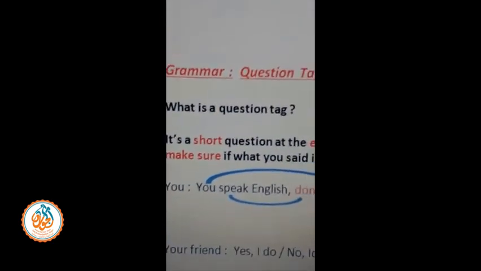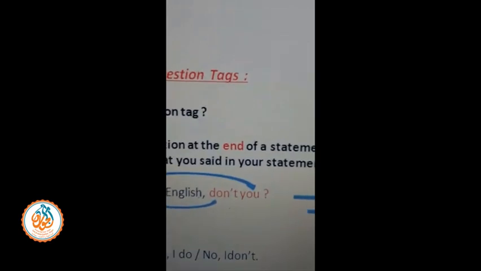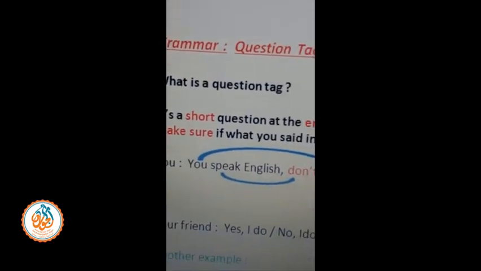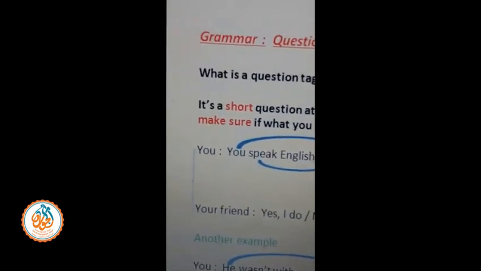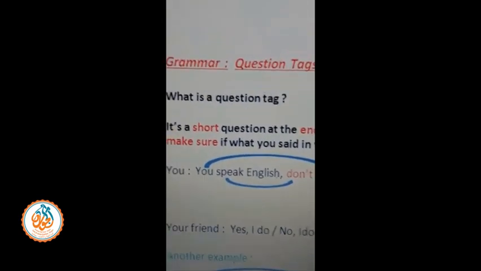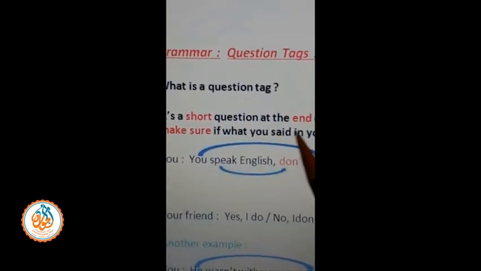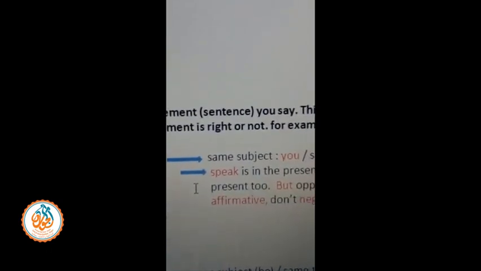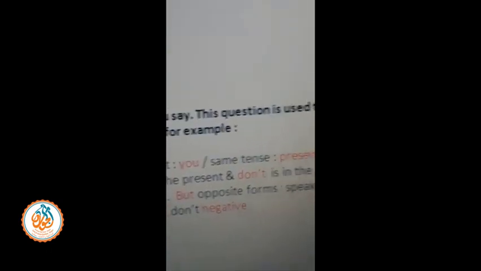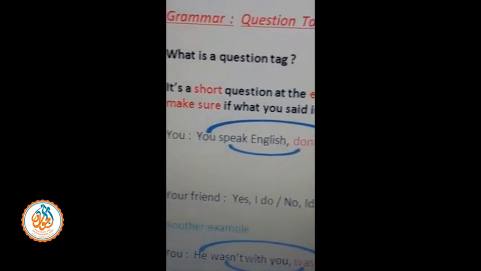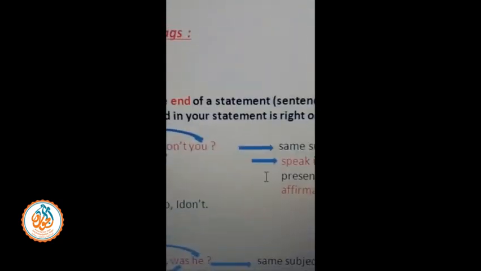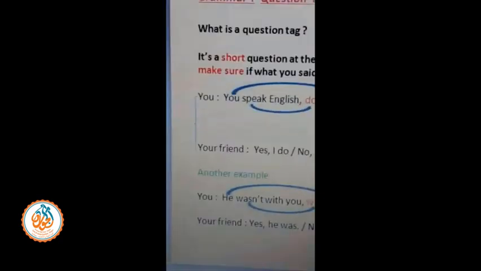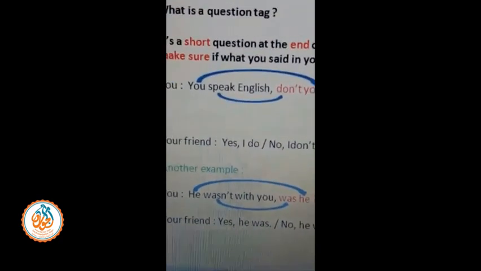Good. So this is a summary of a lesson of grammar, question tags. What is a question tag? It's a short question at the end of a statement. Statement means a sentence that you say. This question is used to make sure if what you said in your statement is right or not. For example, you say to your friend, you speak English, don't you?